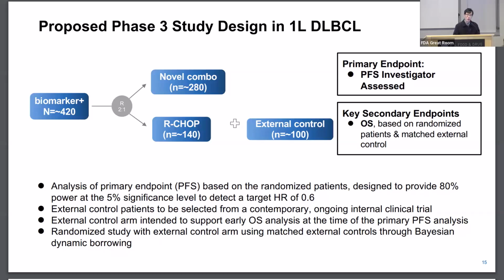As I mentioned before, the primary endpoint for the study is PFS, but that was assessed only with the randomized subjects. And the key secondary endpoint is where we actually combined the randomized subjects and also augmented the internal control arm with the matched external controls.